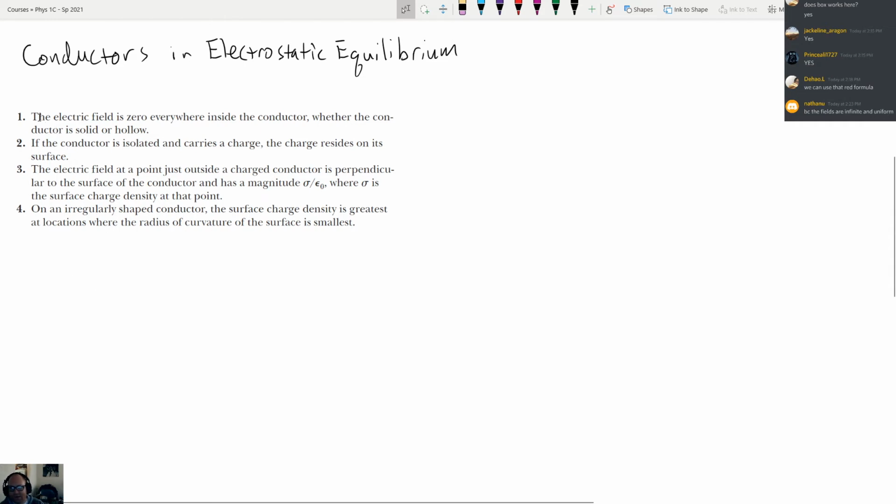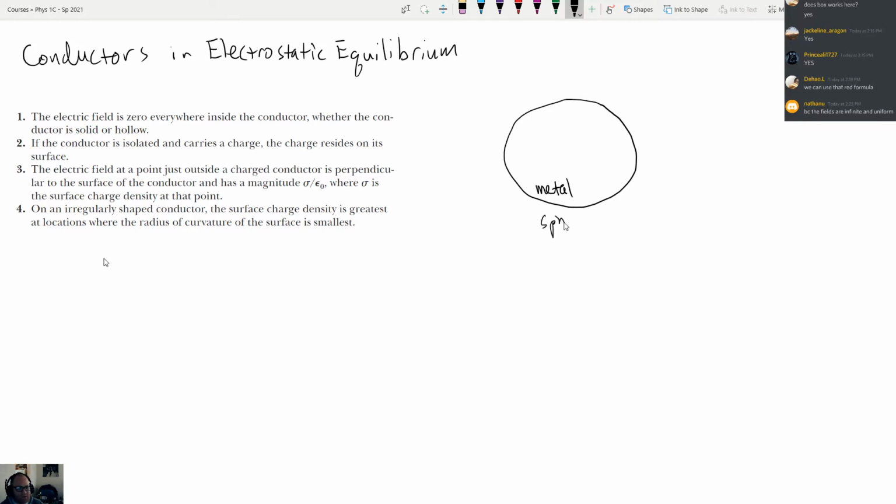The first one says, the electric field is 0 everywhere inside the conductor, whether the conductor is solid or hollow. Okay, so what does that mean? Suppose that we have some conductor, and we'll start off with a simple conductor. What is a conductor? It's like a piece of metal, right? So we have some kind of a metal sphere. Doesn't matter what type of metal it is, just some kind of a metal sphere.